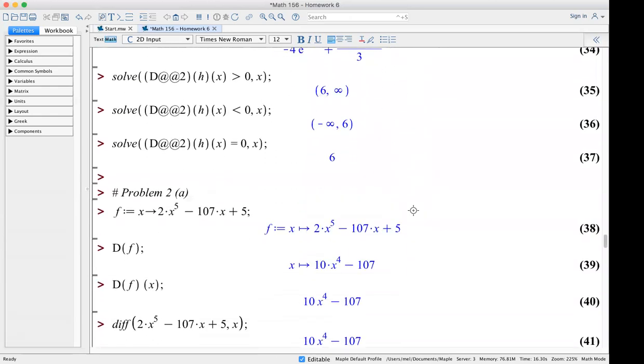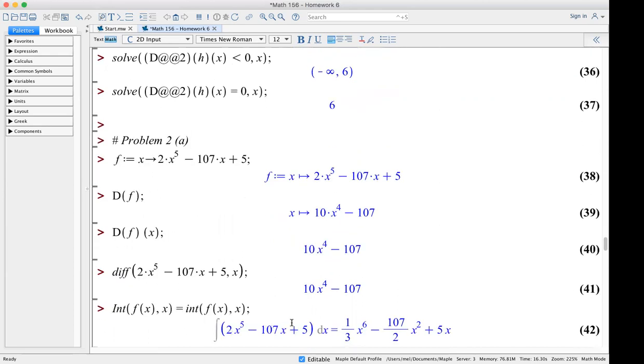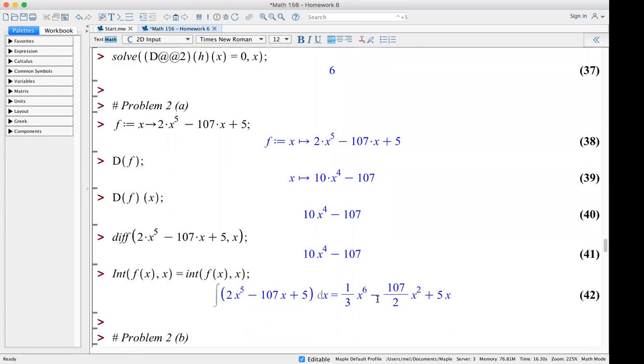Part 2, problem 2, is straightforward, just to calculate some derivatives and integrals. So here's a function, and D of f is the derivative evaluated at x equal to this. Now, if you just use the expression 2x to the 5th minus 107x plus 5, this is now not a function, this is just an expression. Diff is the command to differentiate an expression. Diff, the expression, comma x, whatever variable you're differentiating with respect to. And here, as we've seen before, is the command for the indefinite integral.